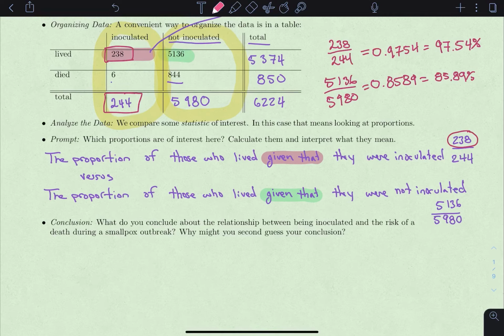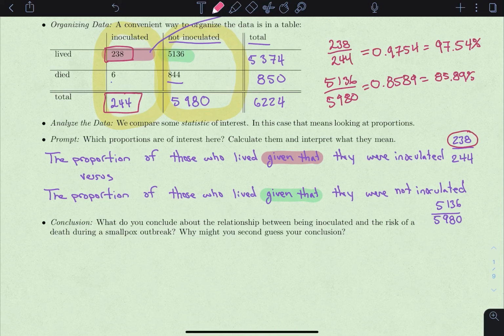And what we can see here is the chance of living was higher if you had been inoculated than if you had not been inoculated. And so these are the two numbers that you really want to compare. They're both living rates based on your two groups. And notice how we didn't compare, within the group that did live, what percent of them had been inoculated. Because what we really care about is comparing the two groups, inoculated versus not inoculated.